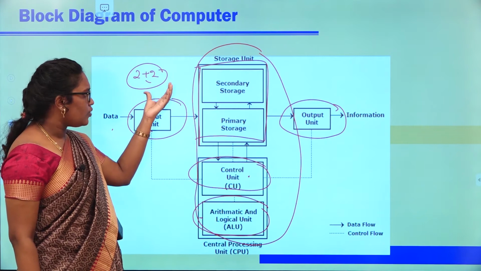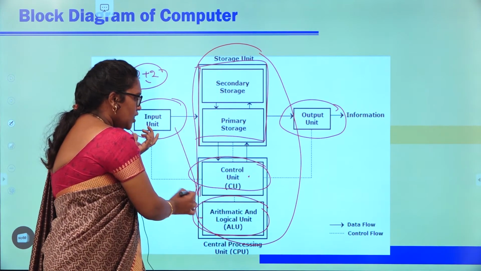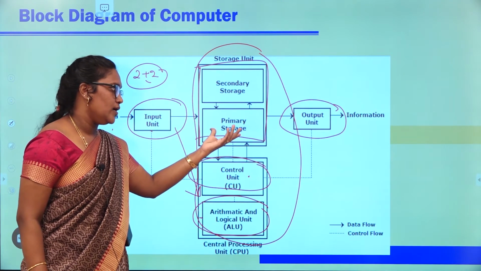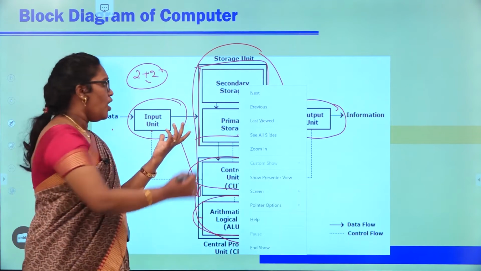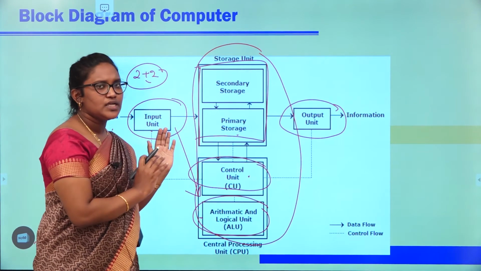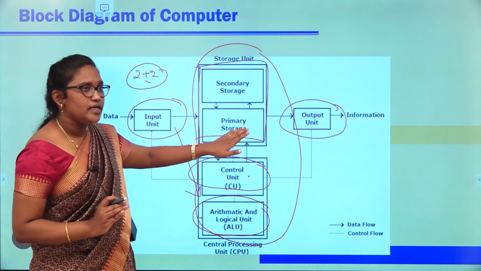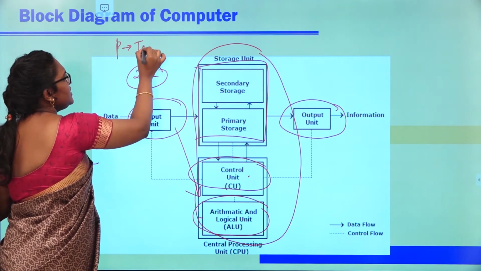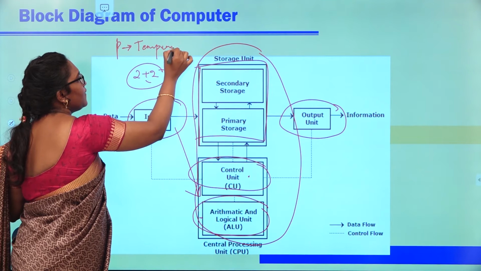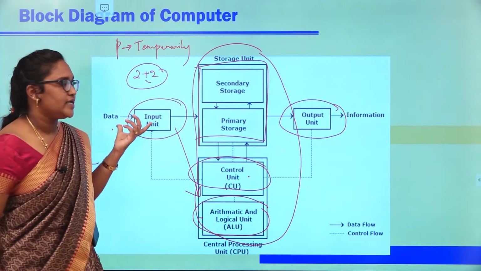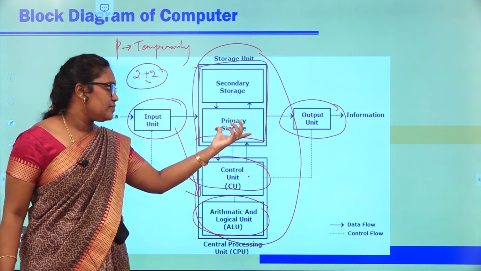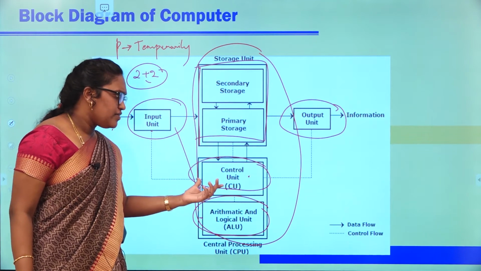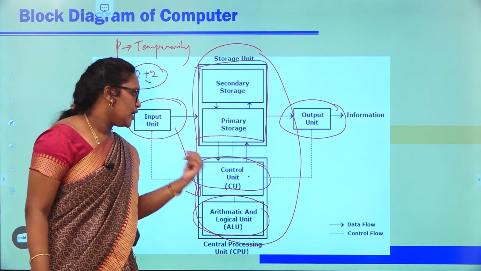So it won't directly go from input to the arithmetic logical unit. First, the input given by the user will be stored in a primary storage. Whatever data you are giving to the computer will be temporarily stored. Primary storage means it is temporarily storing the data. Whatever the data, it will be taken by the primary storage. Then this primary storage will navigate that data with the help of a control unit.